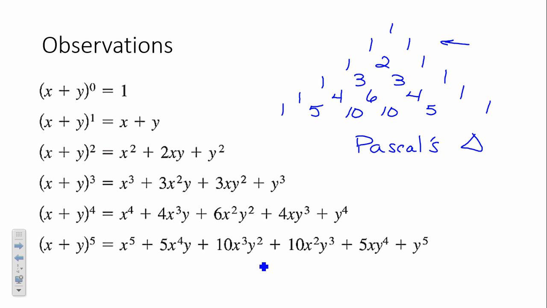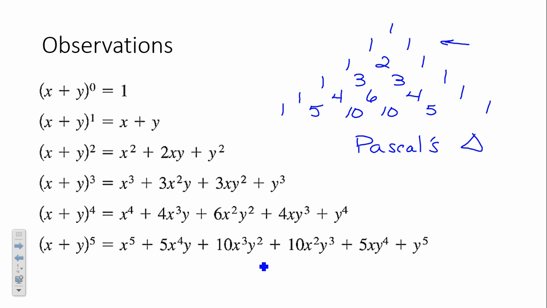The sum, good. 1 and 1 gets me 2. We always have a 1 on the outside, right? 1 and 1 gets me 2. 1 and 2 gets 3. 1 and 3 makes 4. 3 and 3 makes 6. And 3 and 1 makes 4. Okay? So if we have Pascal's triangle available to us, or create Pascal's triangle, we can come up with the pattern for the coefficients, can't we?